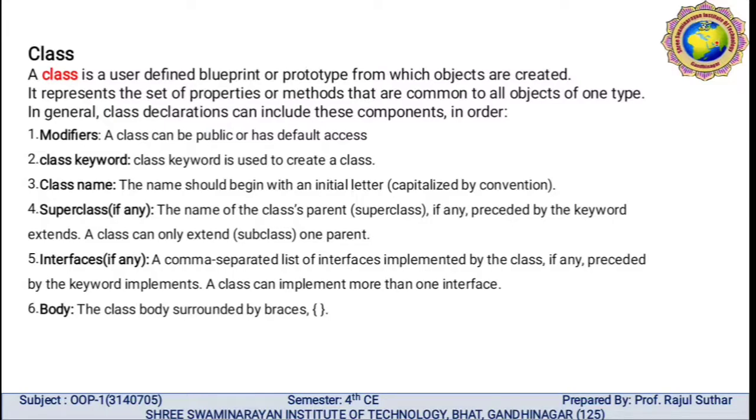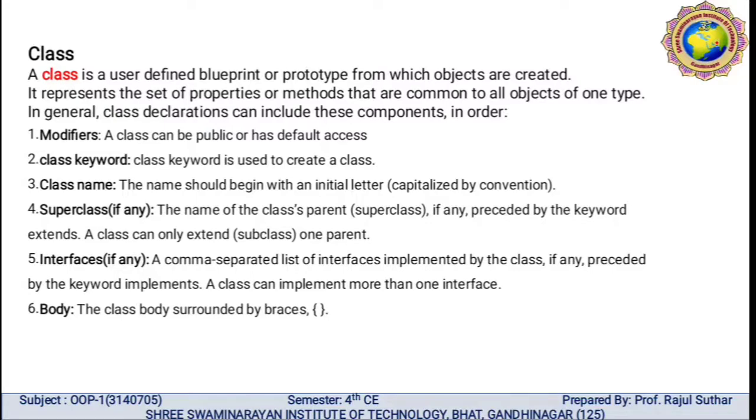Then superclass, if any. The name of the class which contains the parent information, we can say the root class or parent class, that is called superclass. If any, it is preceded by the keyword extends. A class can only extend one class, and that is called a subclass. Here the relationship between the classes is called parent and child relationship. So the parent class is nothing but a superclass and the child class is called a subclass.